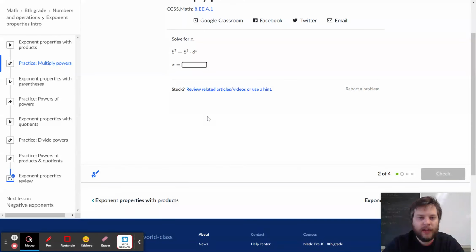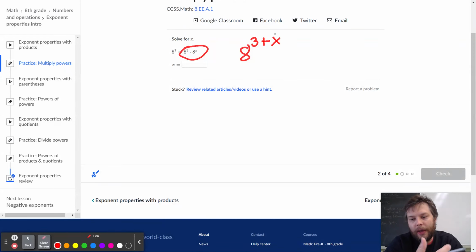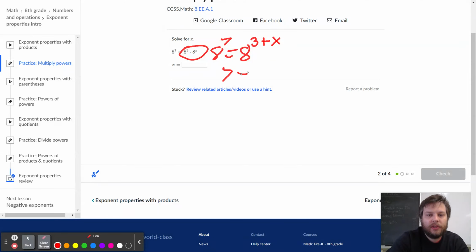Here, this is asking us to solve for x, and we know that when we multiply two powers, like on the right side, we could write that as 8 to the 3 plus x, because you add the two powers in a multiplication problem. And so I know that 8 raised to the 7th is 8 raised to the 3 plus x. So I can solve the equation where 7 is equal to 3 plus x. We've done this type of thing hundreds of times this year. Subtracting gets rid of adding, and so 4 is equal to x.